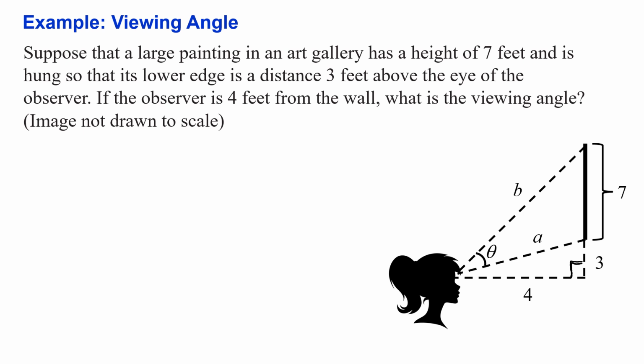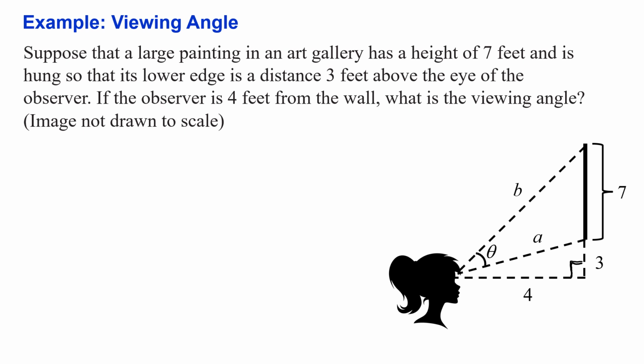Now suppose that a large painting in an art gallery has a height of 7 feet and is hung so that its lower edge is a distance 3 feet above the eye of the observer. If the observer is 4 feet from the wall, what is the viewing angle?